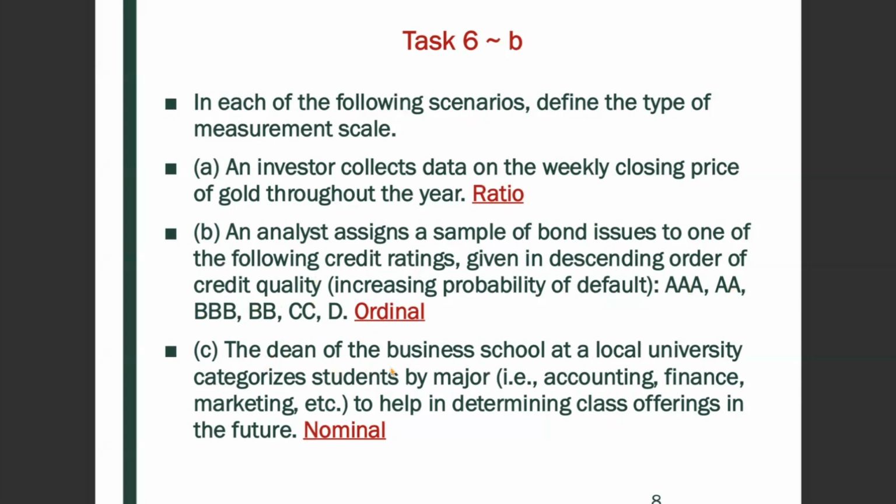The dean of the business school at a local university categorizes students by major. So here we have accounting, finance, marketing, etc. to help in determining class offerings in the future. Here, this would be a nominal measurement scale.